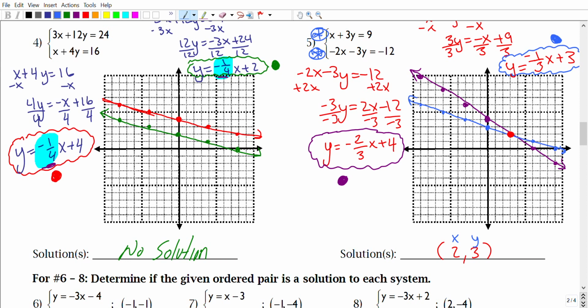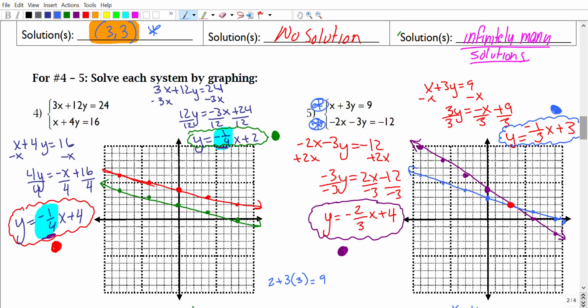Okay? And just to prove it to you, I'm going to go ahead and do it this way. The first one says x plus 3y equals 9. So this would be 2 plus 3 times 3 equals 9. Okay? Oh. I'm coming across something that shouldn't work. Let me double check my work here, guys. And this is the reason why I do this. I always have to double check my work.